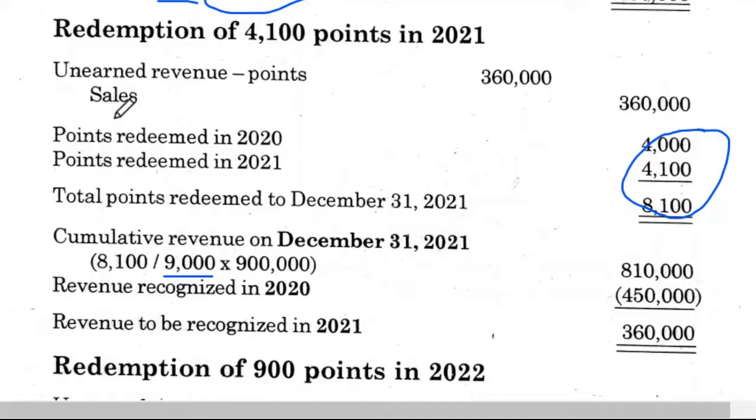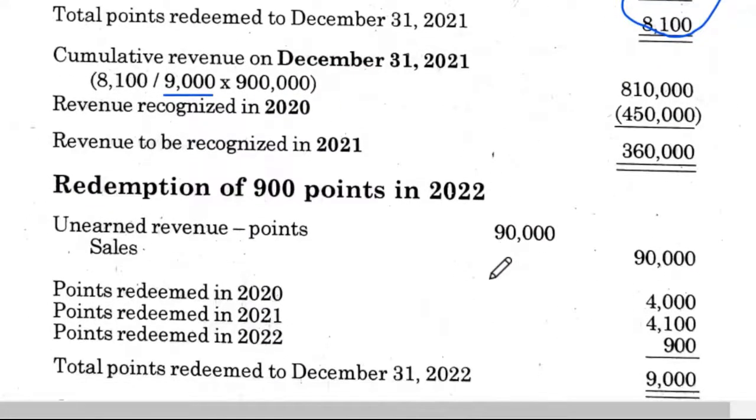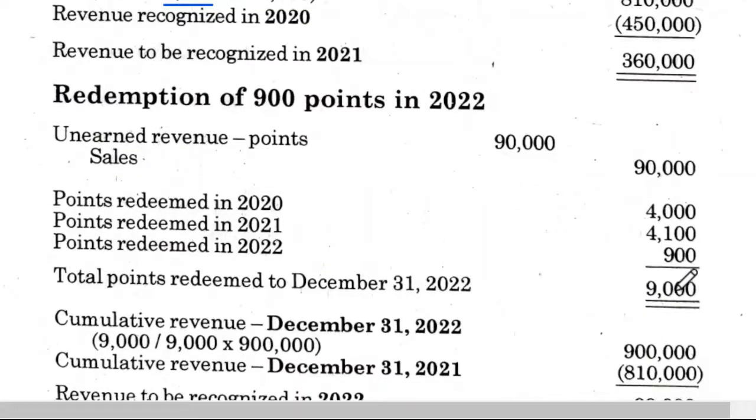So this time, when points are redeemed, the customers will buy items from your store, and that will be equivalent to sales, additional sales to your store. So that's why the credit is sales, not revenue from points. When the customer uses their points, they buy items from your store, which represents sales. Then, in 2022, the points redeemed were 900 points. So, total points all in all is 9,000.